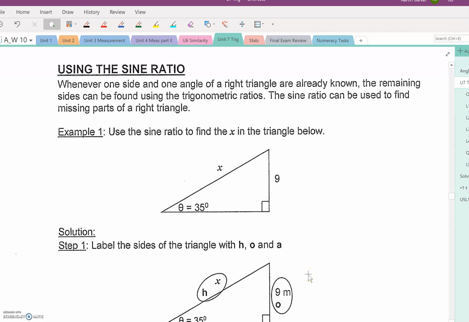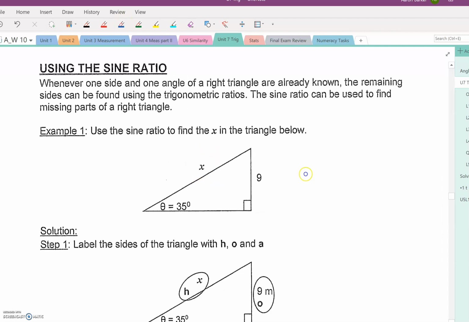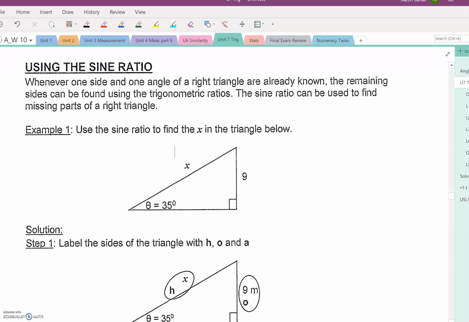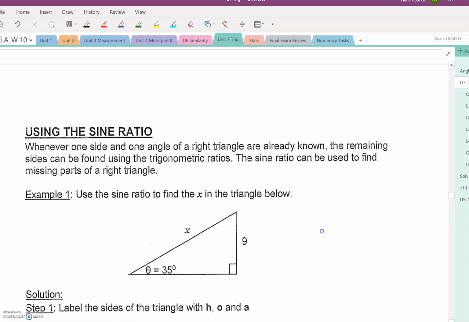Okay, class, so today we're going to use our ratios to find missing sides. That's what we're looking at. So we will find x and any sides that we need to know. So we have the three trigonometric ratios.